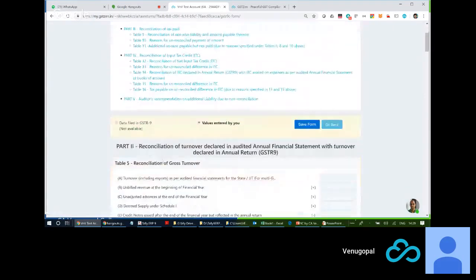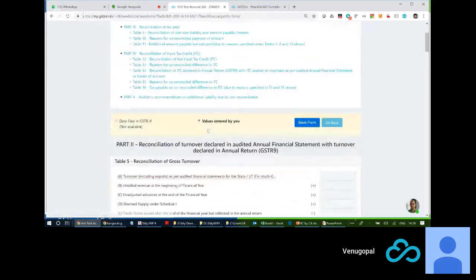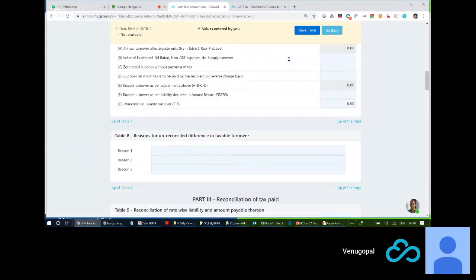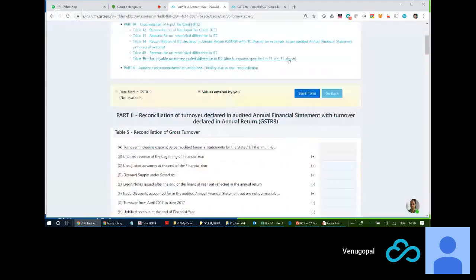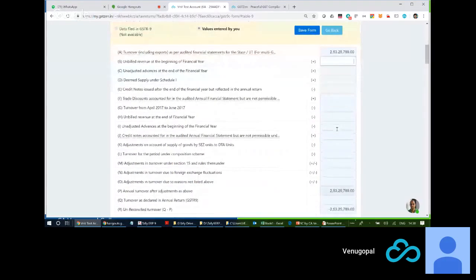You can click on data filled as per GSTR-9. You will see the tables or the values entered by you. The user can enter the values. So you can navigate to any of the tables directly and do the data entry, or you can come in chronologically. So if your data which is ready to be filed is available, say your turnover, for the case of understanding this, say 2,53,25,000 and some number, you can start entering all the values.